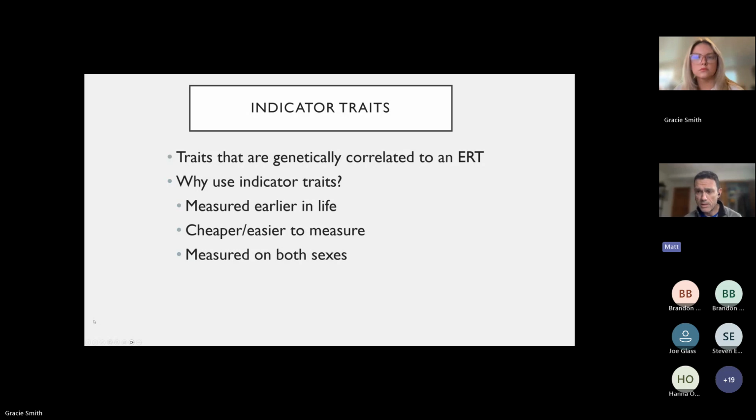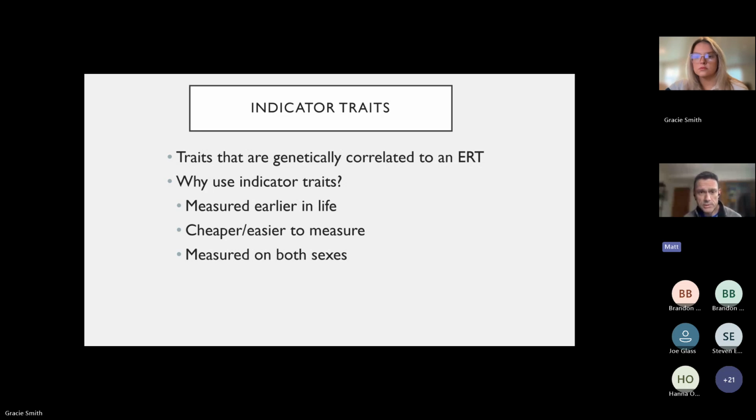So since we've talked about economically relevant traits, we should talk about indicator traits as well. I kind of mentioned that on the last slide in my birth weight calving ease example. The question would be, why would you ever use an indicator trait? So why might you have EPDs for things that are not by themselves economically relevant?